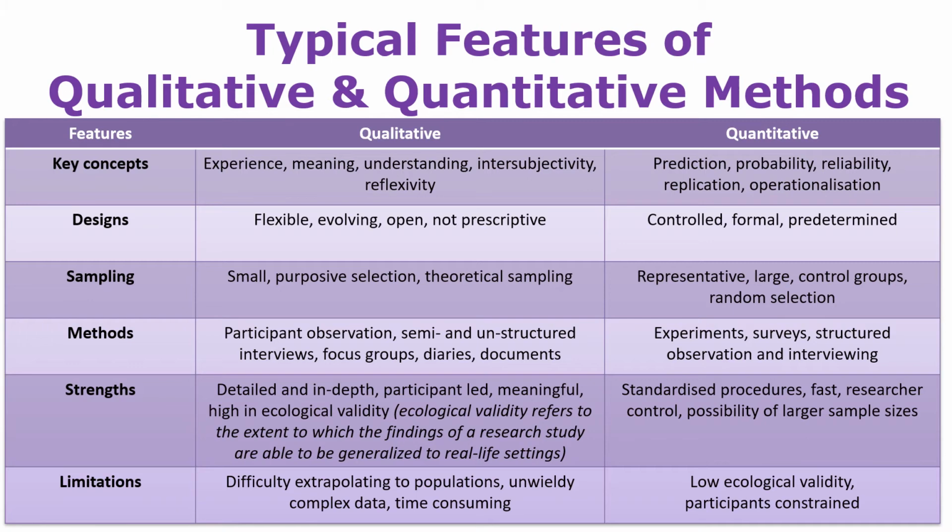The limitations of qualitative research is it might be difficult to extrapolate to the population. Because it has very high ecological validity, what one person is feeling in one instance would not be what he's feeling in another instance, or what she's feeling in another place. So you might find difficulty extrapolating to populations. Sometimes the data is very complex and wild. Some people are giving you numbers, some people are giving you figures, some people are telling you this, other people are telling you that. It's time consuming as well.